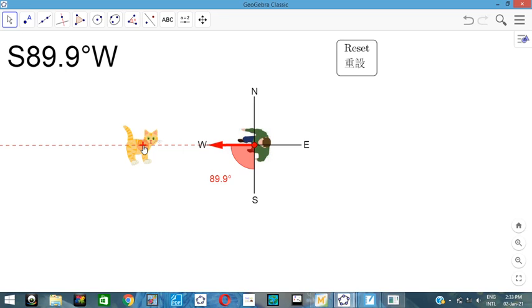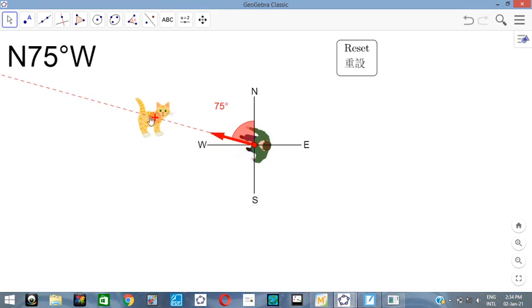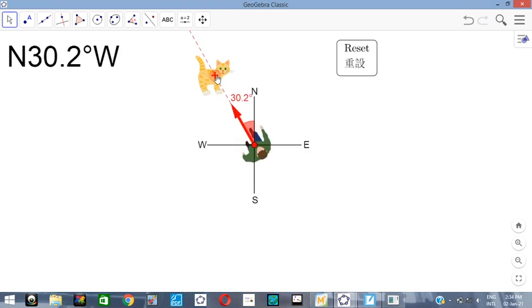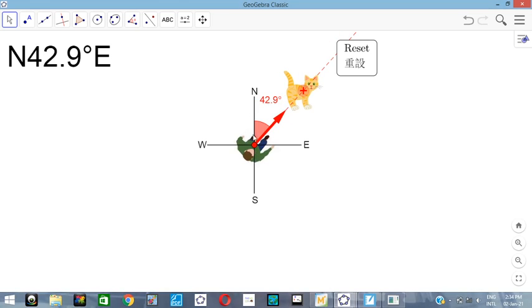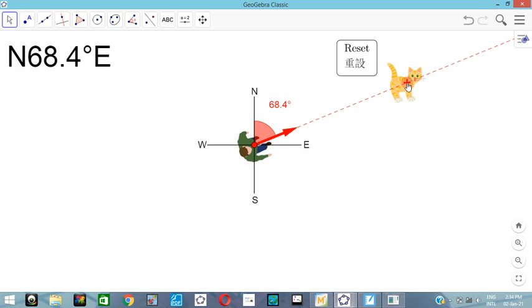Then immediately this cat moves up to north. Just watch. So you move up to north, it has turned to northwest. So this is the western region of north now. So you are facing north, you turn 75 degrees to the west. See, so all these regions are northwest region. Take note of that. Very, very important. Then this side is northeast region. You are facing north. You turn 42.9 degrees towards east. So very, very important.